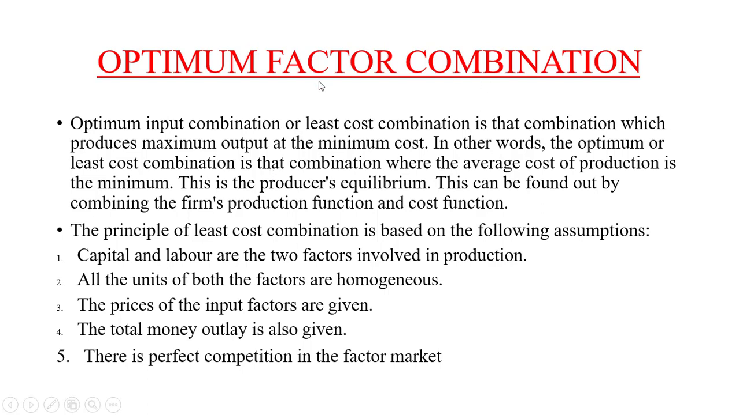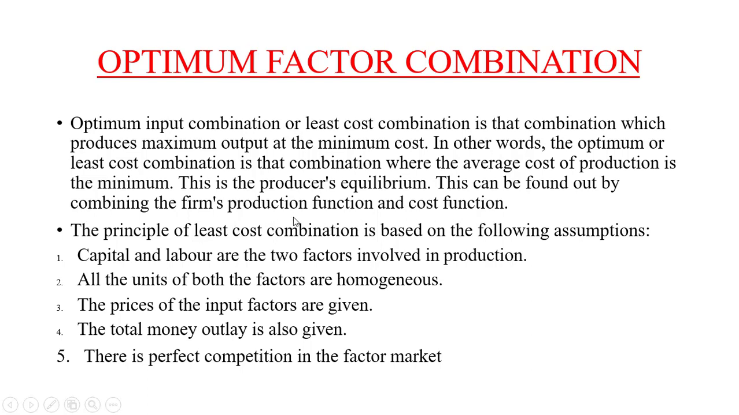Now here, the optimum or least cost combination. You need to see the combination between labor and capital, which gives you the maximum output with minimum cost. And that point where there is a maximum combination, the optimum level, the maximum production, is known as your producer's equilibrium. That means you are at an optimum level where you are getting the maximum production, and it is known as producer's equilibrium. This can be found out by combining the production function and the cost function.